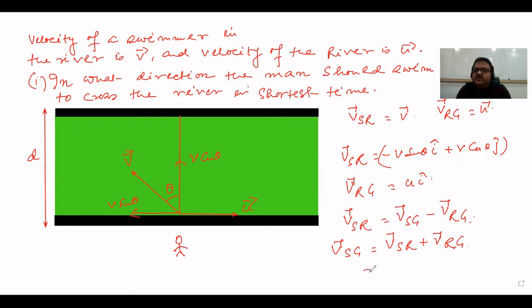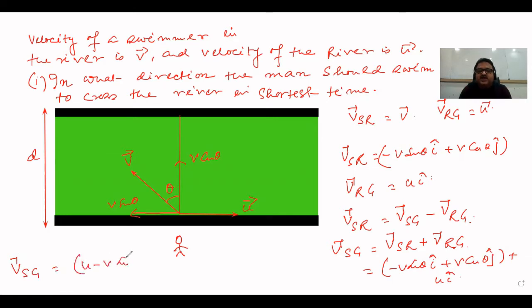Now, velocity of the swimmer with respect to the river, what is that? Look, minus V sin theta i cap plus V cos theta j cap. Plus, what is the velocity of the river with respect to the ground? That is nothing but U i cap. So, if I simplify this result, velocity of the swimmer with respect to the ground is equal to (U minus V sin theta) i cap plus V cos theta j cap.